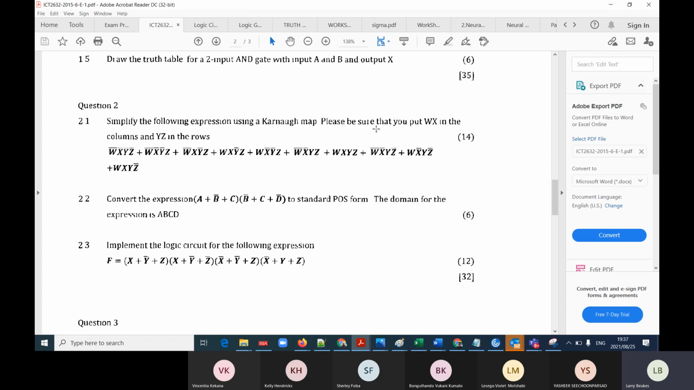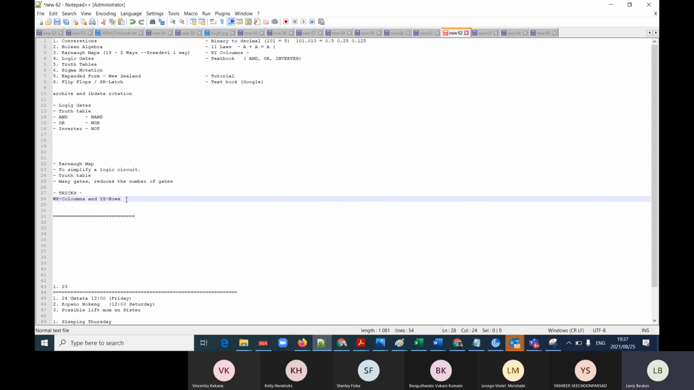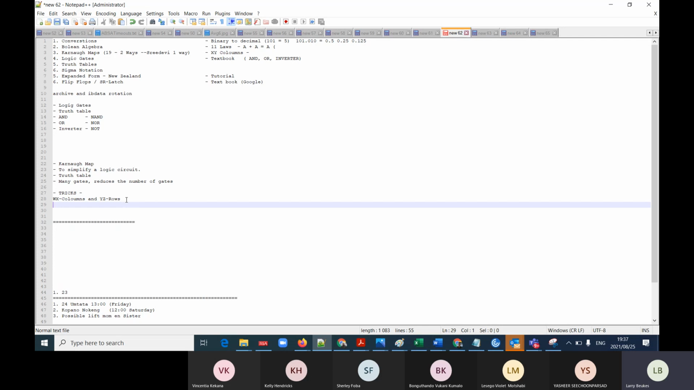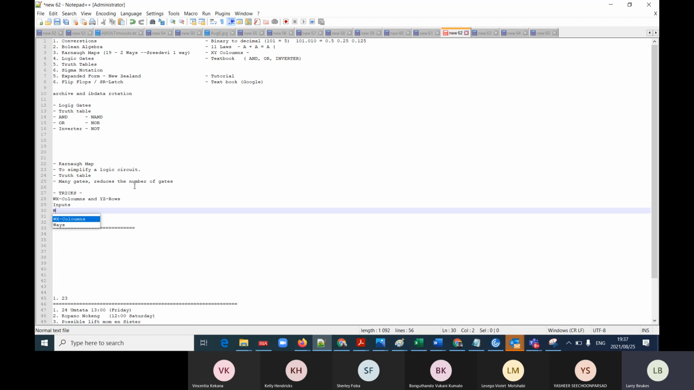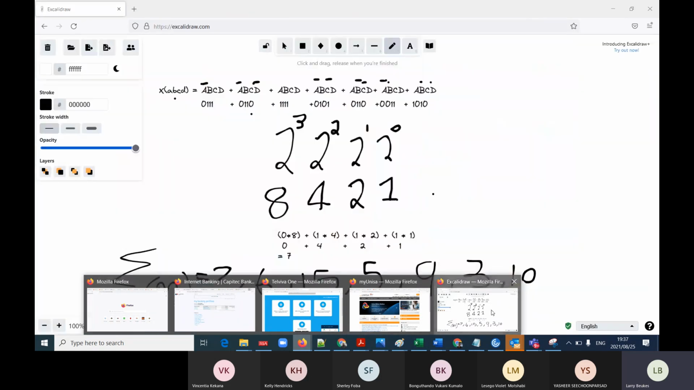Simplify the following expression using a Karnaugh map. Please make sure that you put WX in the columns. You see, here it is. If she says this, it means you need to do it like this to get 100%, basically. And YZ in the rows, right? So now let's draw the Karnaugh map. To draw a Karnaugh map, you need to first check how many inputs. In this case, we have W, X, Y, Z. Do you understand? So we're going to have basically 4 inputs. As long as we know the number of inputs, we will be fine.